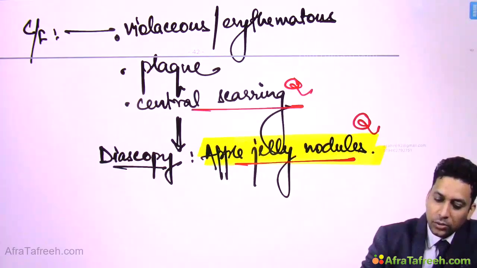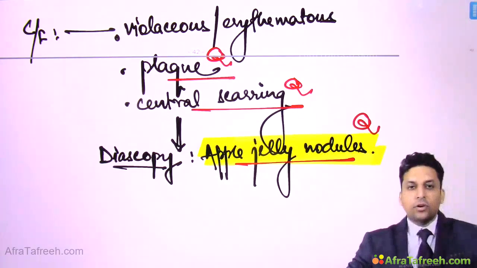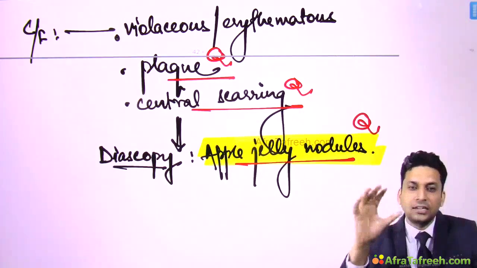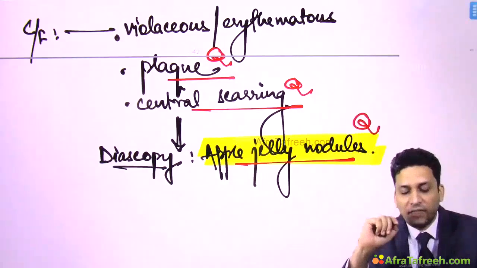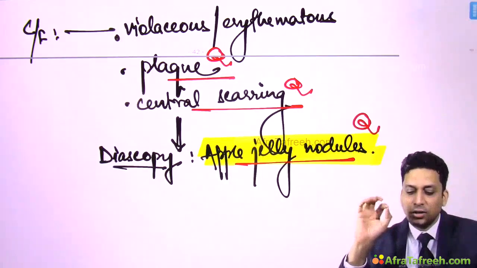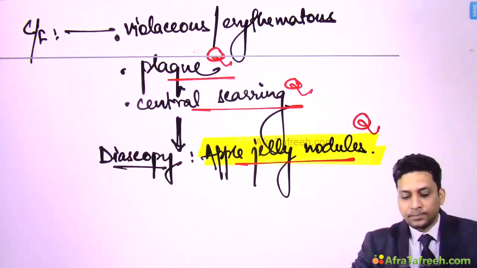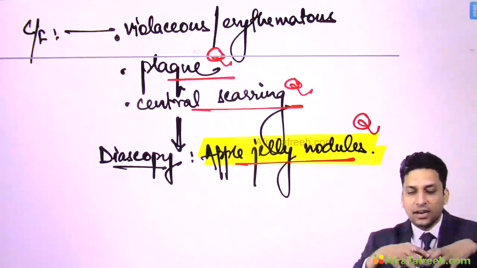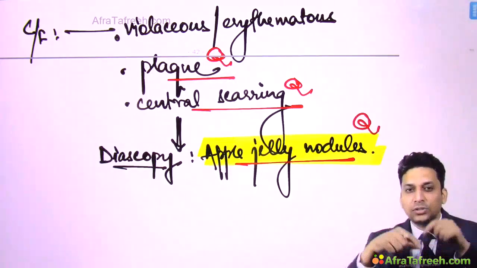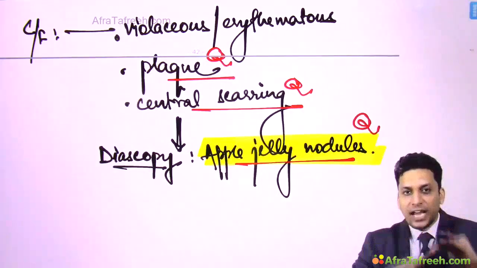So many times these questions have been asked. Which of the following is a plaque type of tuberculosis? Central scarring is seen in, apple jelly nodules is seen in. So these are the findings of lupus vulgaris. Apple jelly nodules are generally seen at the periphery. So in a lesion of lupus vulgaris, you will find central scarring, and at the periphery you will get these nodules, and this nodule is the finding of diascopy.